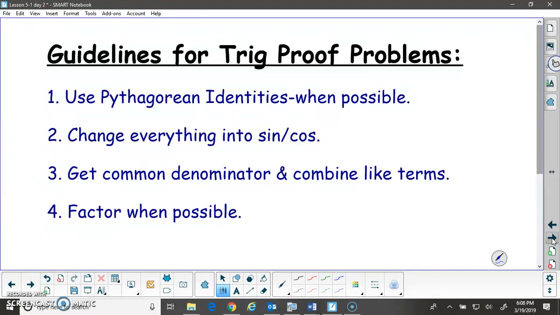Number 2, try to change everything into sines and cosines. So for instance, if you have a tangent in your problem, you're going to change that into a sine divided by cosine using a quotient identity. Number 3, get common denominators and combine like terms. You'll do this when you've got fractions. And then number 4, factor whenever possible. So get those 4 guidelines written down on your note card. Now we're going to use those to do trig proof problems.